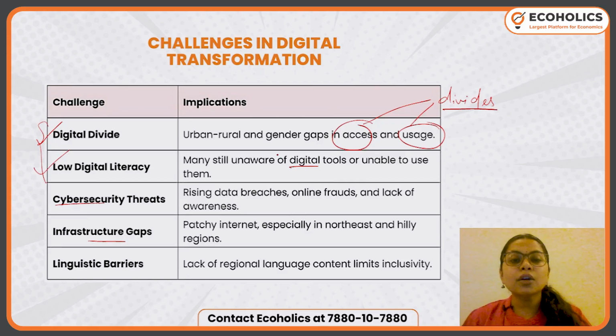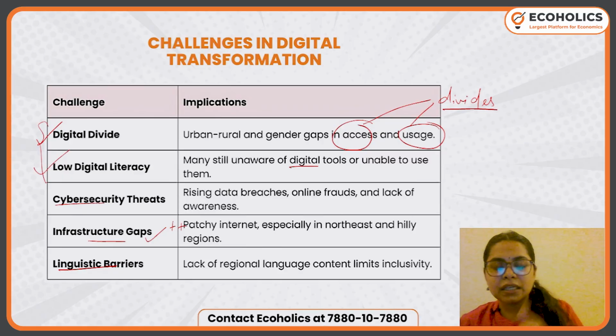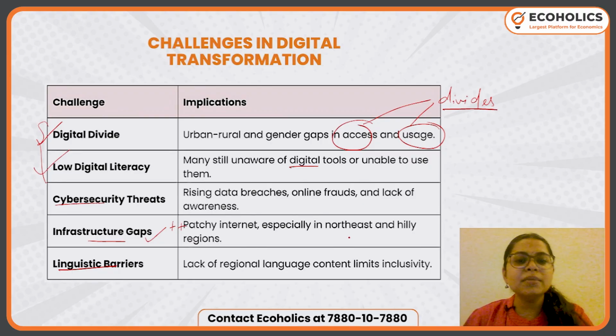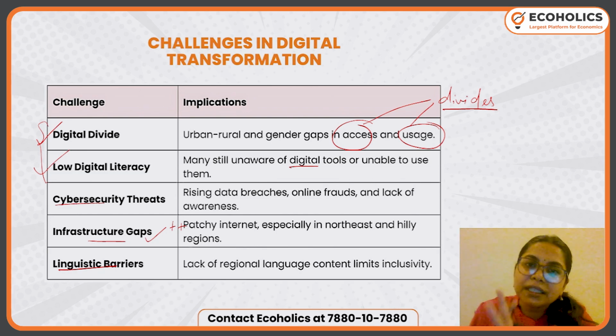Infrastructure gaps. If we are talking about digital transformation, the first core requirement is digital infrastructure. Now, digital infrastructure is not up to the mark. There are places with patchy internet, especially in hilly areas, remote areas, the Northeast, where we need to make sure that this infrastructure is properly strengthened. And we also face multiple linguistic barriers, for example, lack of regional language content, which facilitates awareness and digital knowledge for the people of these areas. It all limits inclusivity and prohibits the positive impact that we can see from digital transformation.